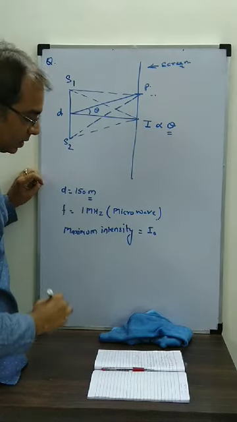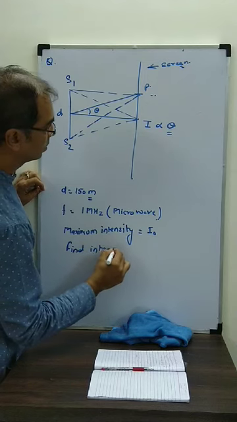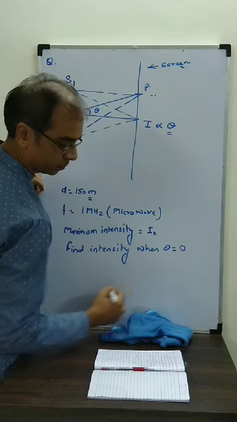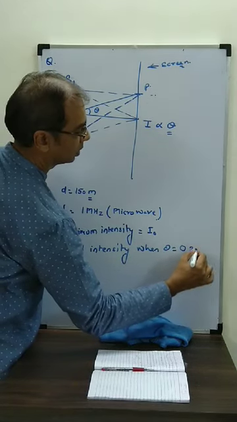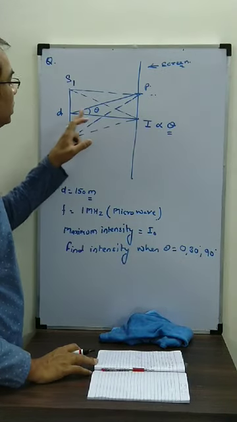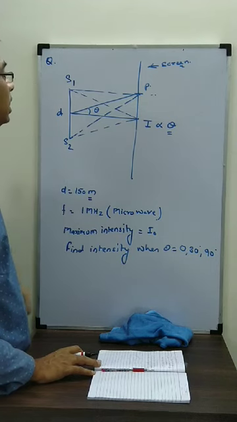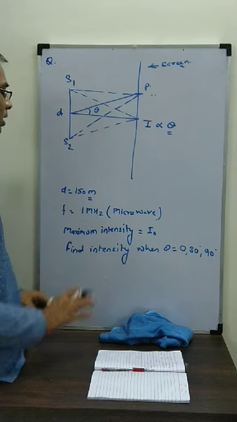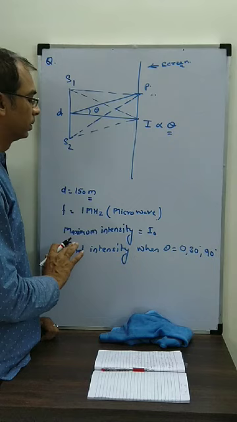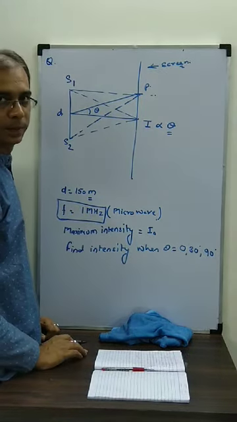The question is asking us to find the intensity when theta is 0, 30 and 90. This is theta. If this theta is 0, what is the intensity? If this theta is 30, what is the intensity? And if this theta is 90, what is the intensity? It's a slightly different kind of question. Frequency is given but wavelength is not given. So the first thing we will do is find the wavelength, because wavelength is what we require.